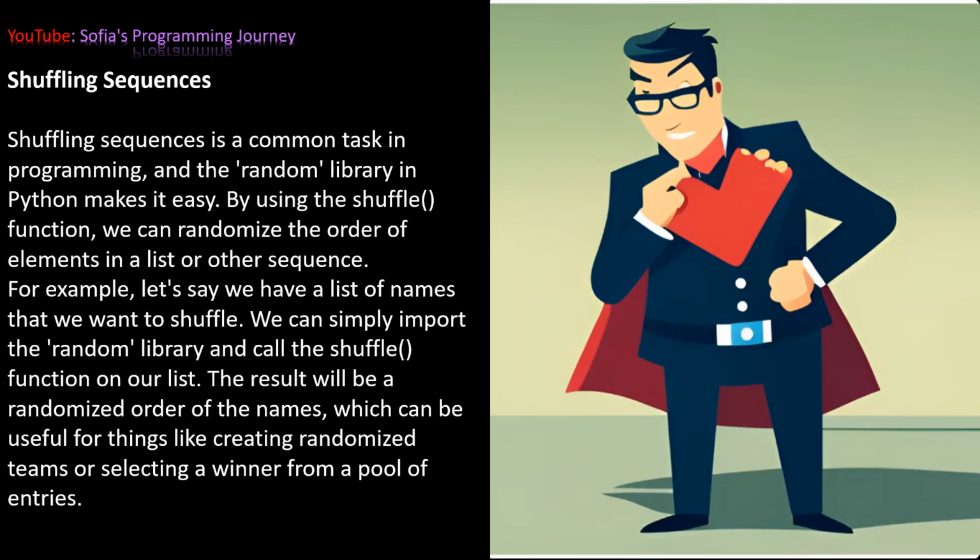Shuffling sequences. Shuffling sequences is a common task in programming, and the random library in Python makes it easy. By using the shuffle function, we can randomize the order of elements in a list or other sequence. For example, let's say we have a list of names that we want to shuffle. We can simply import the random library and call the shuffle function on our list. The result will be a randomized order of the names, which can be useful for things like creating randomized teams or selecting a winner from a pool of entries.